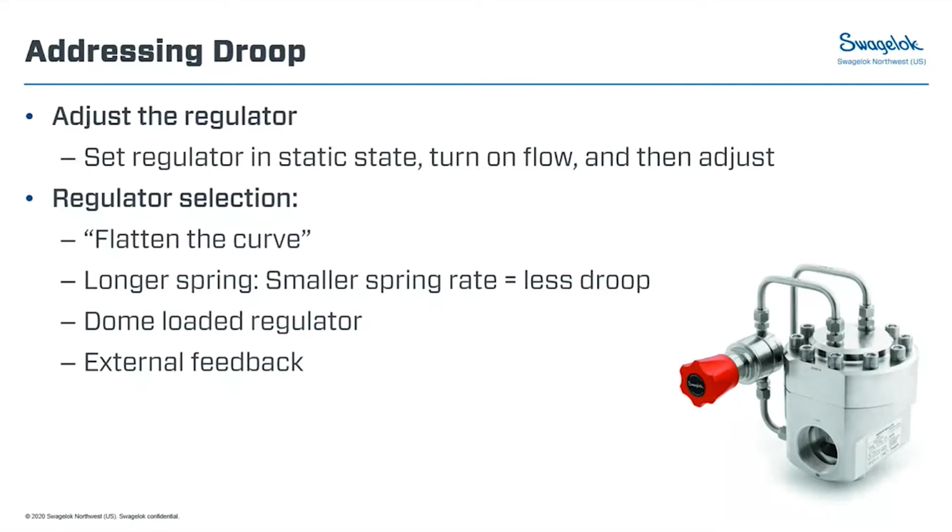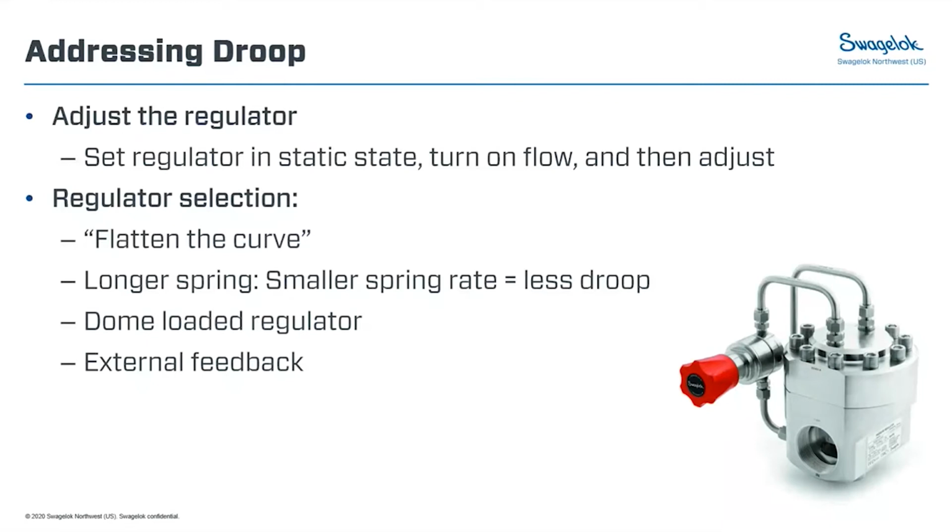So that's where we'll get into regulator selection. I know this term's been thrown around a lot, but we want to flatten the curve, and this is the flow curve specifically. We want a very flat flow curve, which means if our flow rate changes, our outlet pressure stays the same. Some things we can look at are a longer spring. A longer spring has a smaller spring rate, so if your spring is moving the same distance regardless of its length, you're going to have a smaller force change for a longer spring, which means less droop.